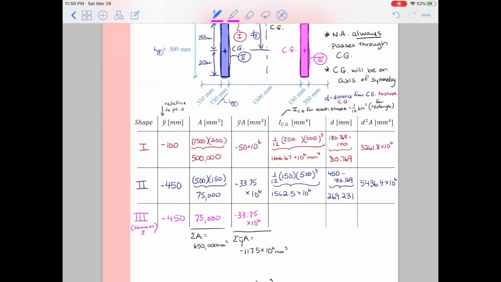Finally, shape 3 is just like shape 2, so we get identical answers. So I'll complete my table with those answers.